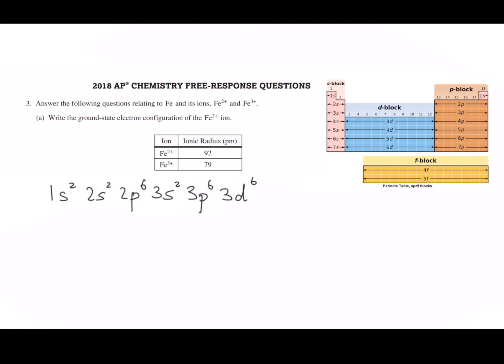To shorten the answer, we could also use the noble gas configuration. In this case, the closest noble gas is Ar, so we just write Ar and then write the rest, 3d6. And you will receive 1 point for either writing the electron configuration or writing the noble gas configuration.